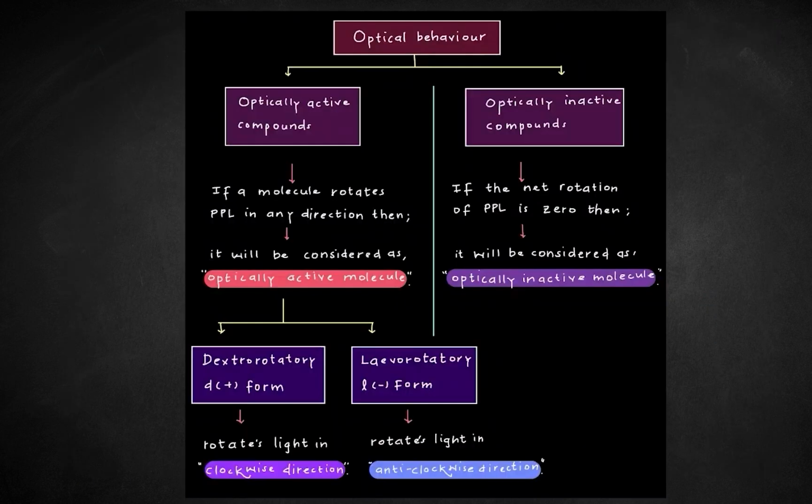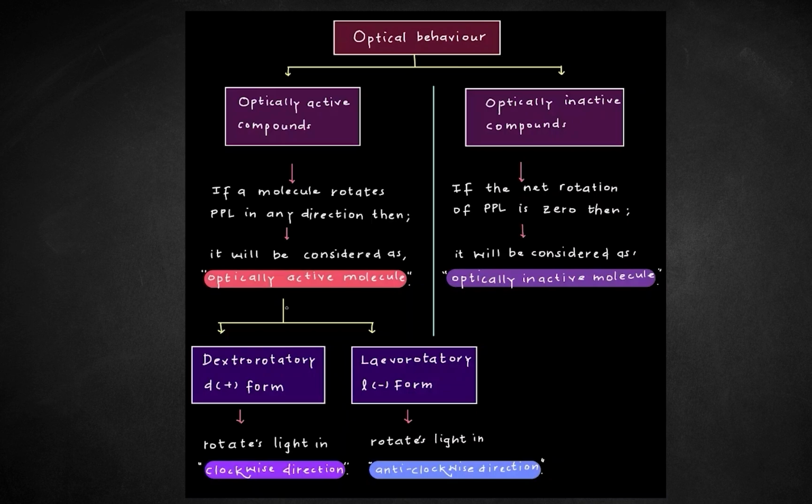Based on the optical behavior towards plane polarized light, we can classify compounds into two categories, that is optically active compounds or optically inactive compounds. If the molecule rotates the plane polarized light in any direction, then it will be considered an optically active molecule. If the net rotation of the plane polarized light is 0, then it will be considered an optically inactive molecule.